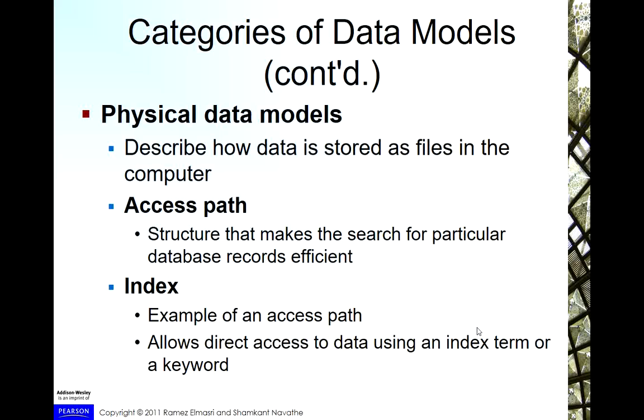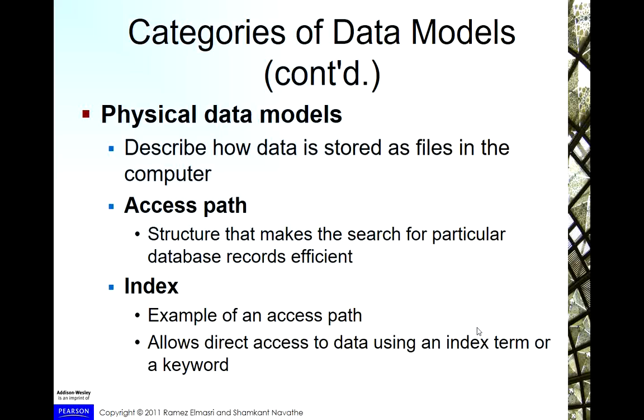We can also use what we call an access path, which is something that makes the search for specific data more efficient and easy, like indexes, for example, which we can use to access the database more easily and more quickly, because it allows for direct access to the data using an index or a keyword.